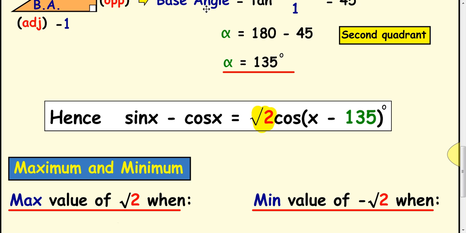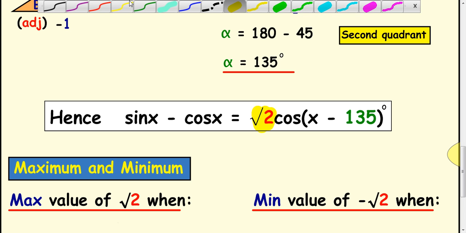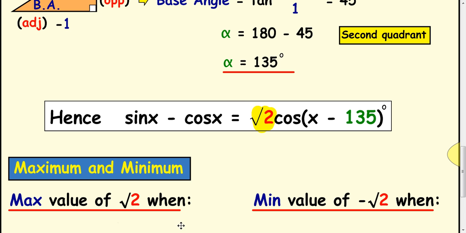But we want to know where these exist. I don't want to just know that the maximum is root 2, I want to know where along the x-axis this occurs. So I have to solve an equation to do that. We also want to work out where the minimum value is. Again, we want to solve an equation to do that.